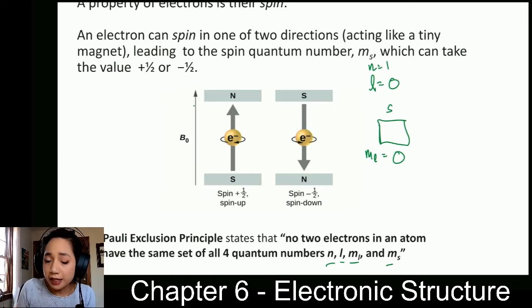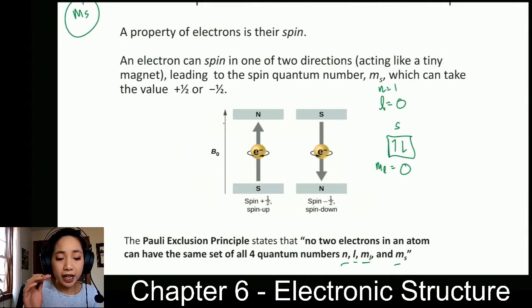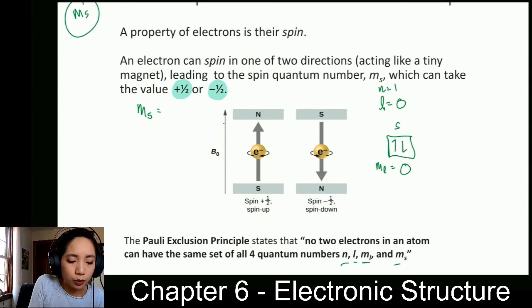So where ms comes into play is we can have a spin up electron and a spin down electron. So they will have different ms values. Those different quantum numbers that correspond to ms, our magnetic spin quantum number, are a positive 1/2 spin or a negative 1/2 spin. So you can just think, positive is up spin, and negative 1/2 is a down spin. Those are the only possible ms values that you can have. Those are the only 2 spins possible for an electron, either positive 1/2 or negative 1/2.